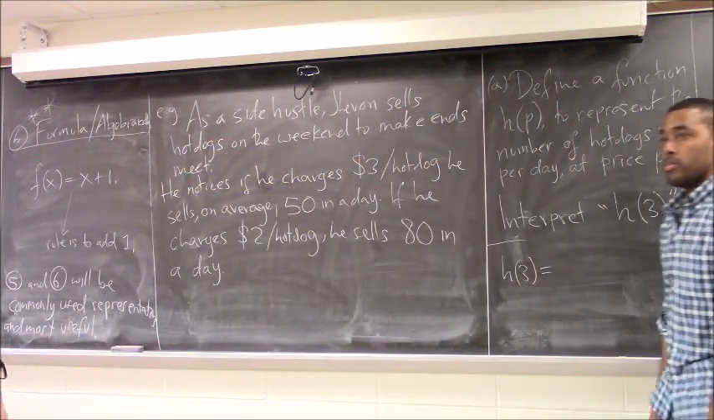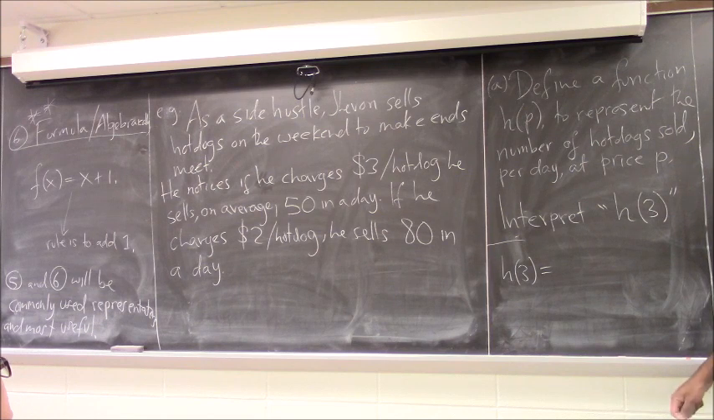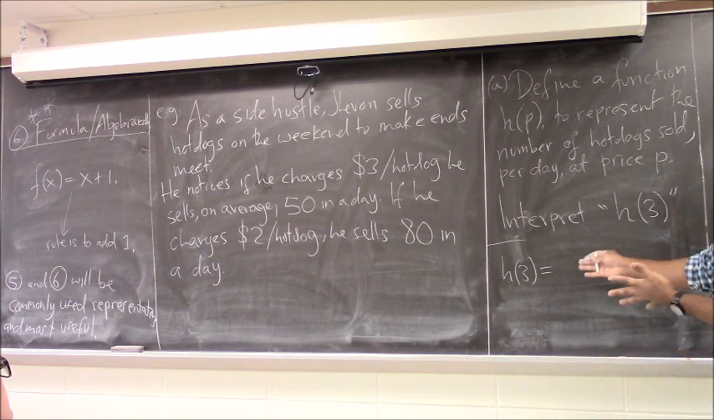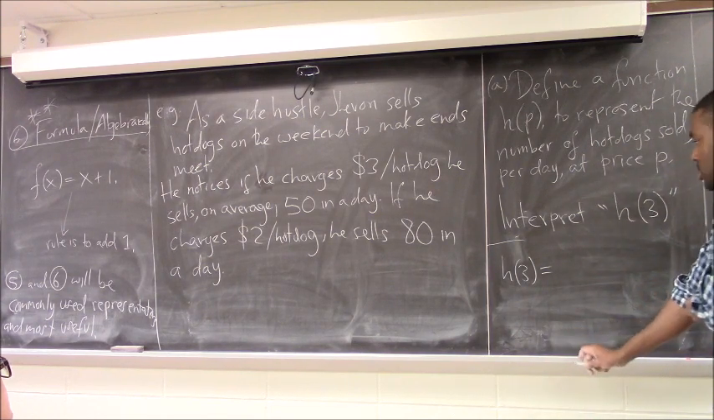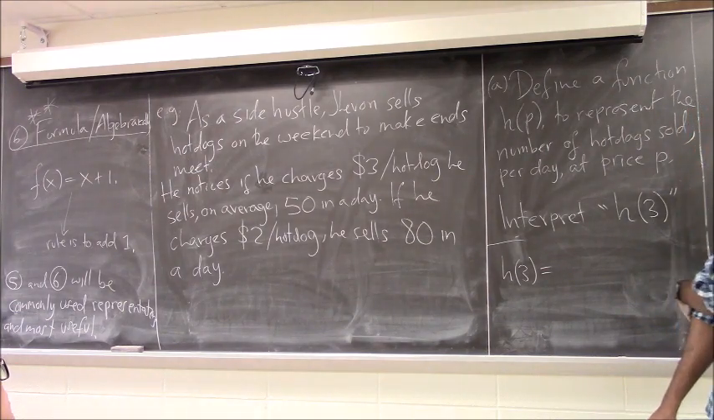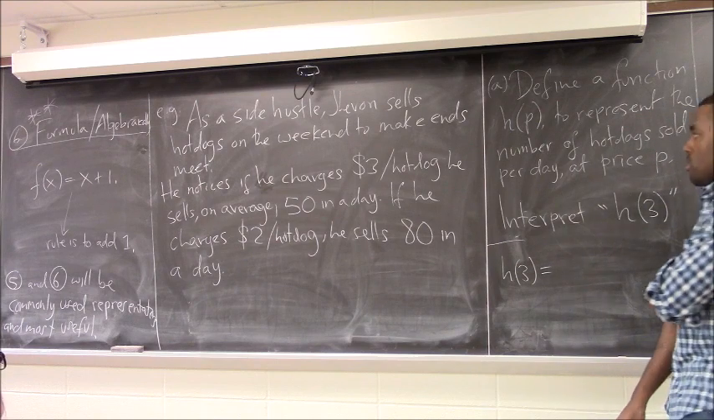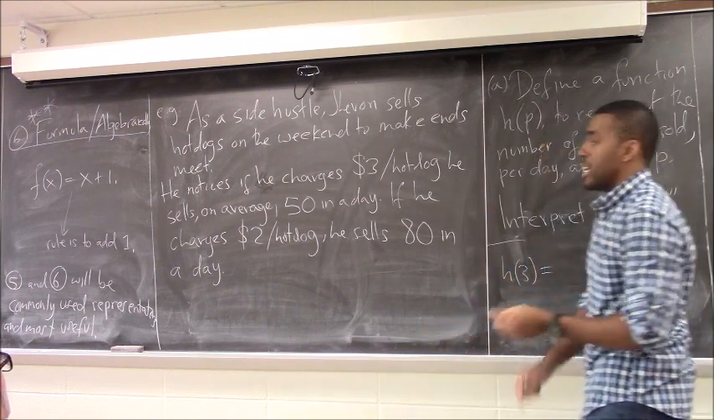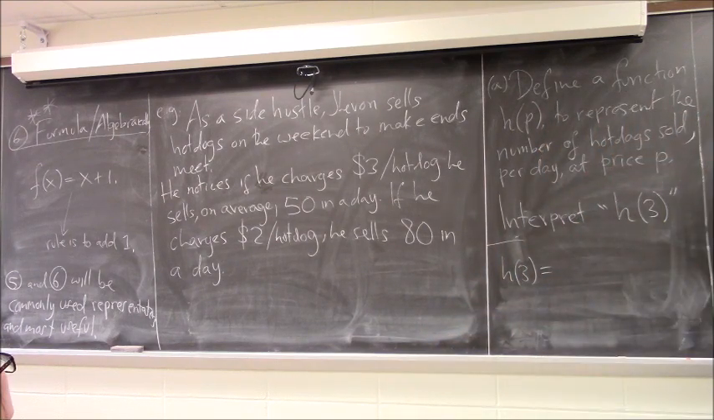Yeah? You're selling hot dogs at $3. Okay, but what would this be? Oh, it's the function, right? Yeah, but what does it represent? H of 3. Yeah? 50? Almost. What you're doing is evaluating the function. I just want you to interpret it. Don't give me the number, but in words.